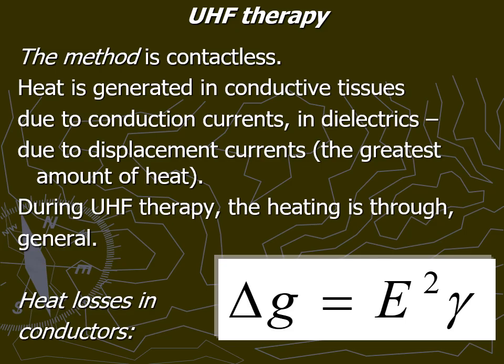In this case, the thermal effect occurs both on the conductive tissue and on the non-conductive tissue. The maximum amount of heat will be released by the dielectric. Heating in this case will be through heating in general. Well, we have already looked at this formula for heat losses. In conductors, it is determined as the electric field strength squared multiplied by the specific conductivity, and depends on the characteristics of the tissues themselves and the characteristics of the field.